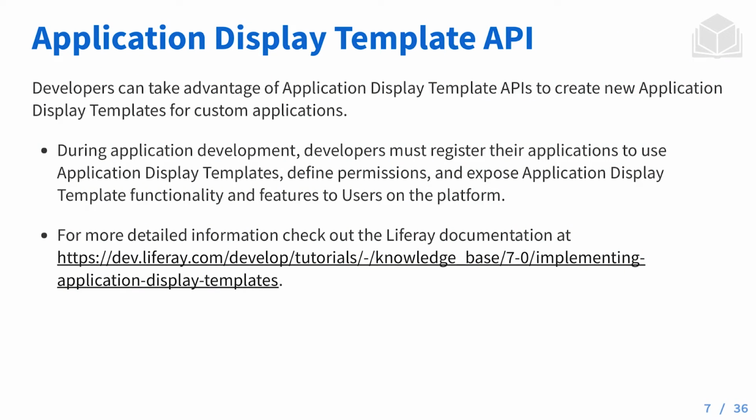Now, developers who are creating custom modules for your platform can also tie into the application display template API. What they need to do is register their applications to use application display templates. They need to define permissions and then expose the ADT functionality and features to users on the platform. All right. And what this would allow them to do is essentially create a module that has the functionality that they need and then hand it off to us front-end developers to create the presentation that we need for whatever the functionality is in that widget.